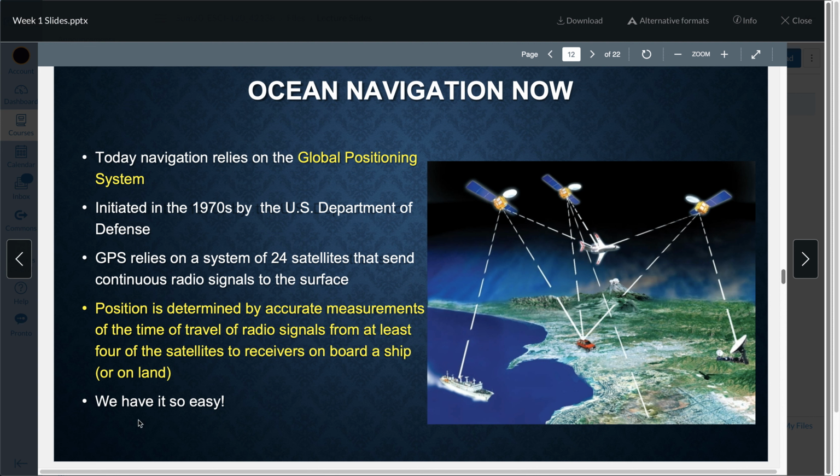And so I put here, we have it so easy because oftentimes we tend to forget the challenges of our ancestors and how hard they had to work to just map and get around the earth.